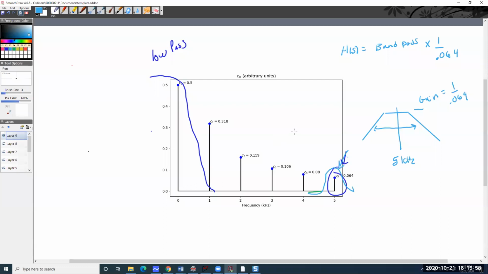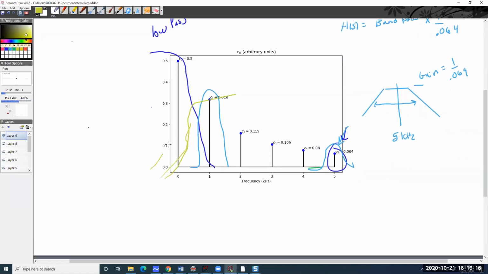If I wanted, I'm just scaling by 1 kilohertz. If I wanted 1 hertz, well, I would do a bandwidth here, right? Let's say I wanted to get rid of the DC. I would do a high pass, right? What if I wanted to get rid of everything? I wanted to keep everything except this. I would do a notch. Okay.